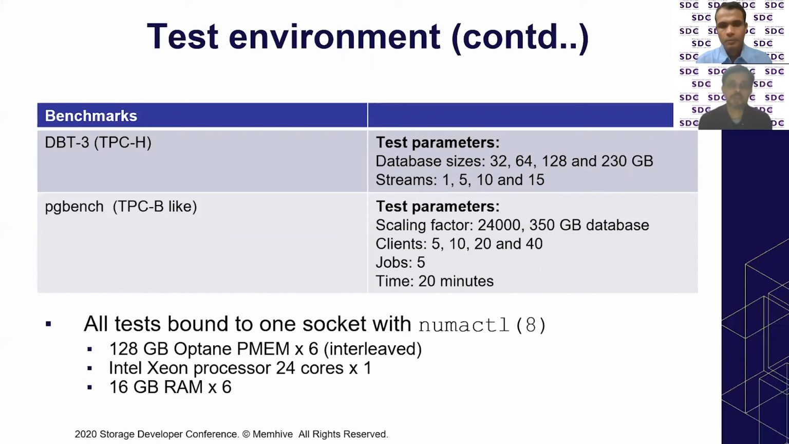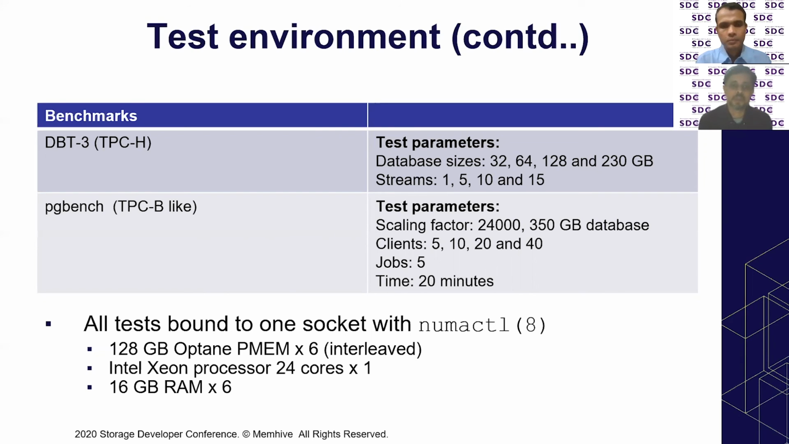The other benchmark is called TPC-B. We have used PGBench, which is a popular Postgres benchmark tool, a TPC-B-like implementation, and that comes along with Postgres itself. So we have used PGBench for doing the OLTP benchmarking. We used a fixed size of 350 gigabytes in this case, and then varied the number of clients from 5 to 40. And we have used the standard time of 30 minutes for the various tests that we have done.